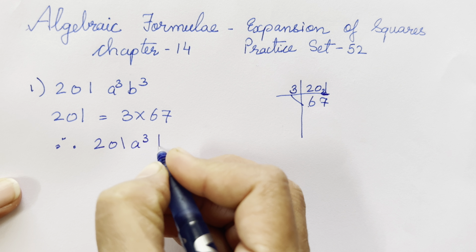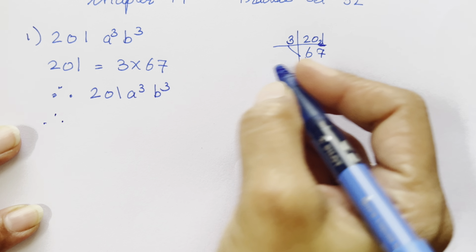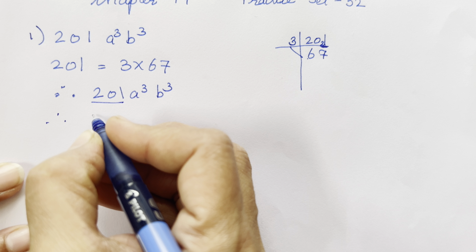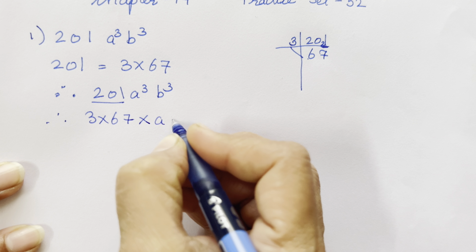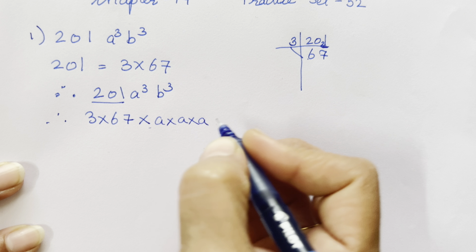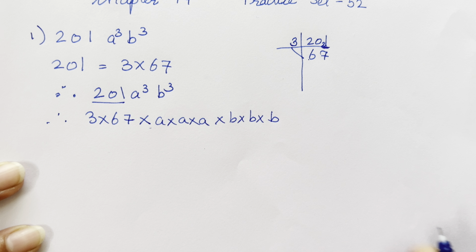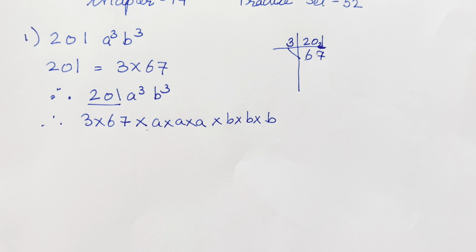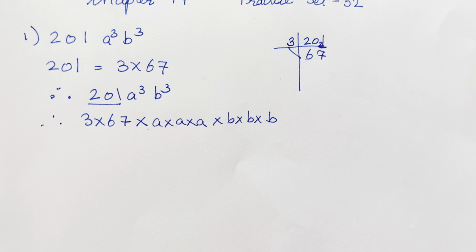Therefore, 201 a cube b cube, how do you write it? You first have to write the factors. Instead of writing 201, write 3 into 67 into a into a into a, thrice, into b into b into b, again thrice. So these are going to be the factors. As the question says, factorize the following expression and write them in the product form. So this is the product form, and this is the factorization method. I hope it is clear to everyone.